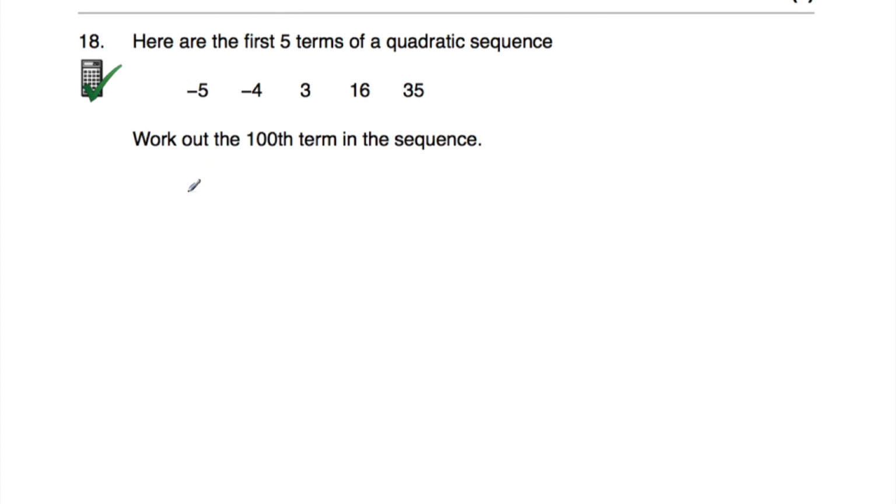So let's find the nth term and then substitute in the value 100 for n. So the nth term, well, let's write down our sequence. We've got minus 5, minus 4, 3, 16, and 35. And let's write down our first differences.